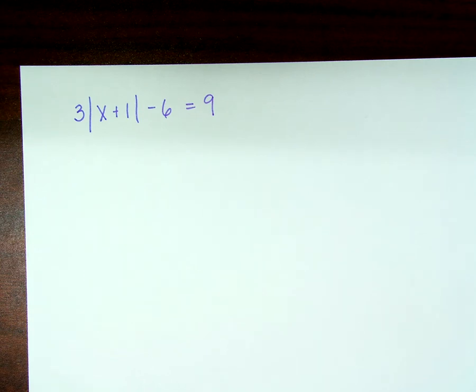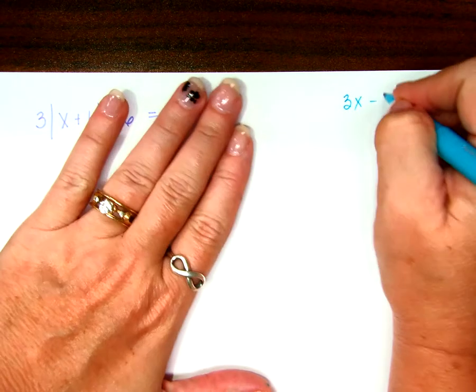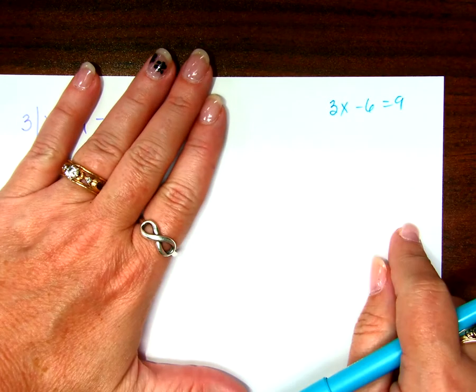3 times the absolute value of x plus 1 minus 6 equals 9. What's our first step? Isolate the radical, right? How do I isolate the radical in this problem? What do I do first? First, how would you solve this problem?